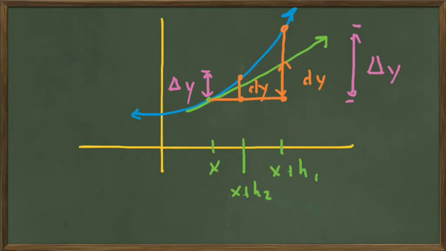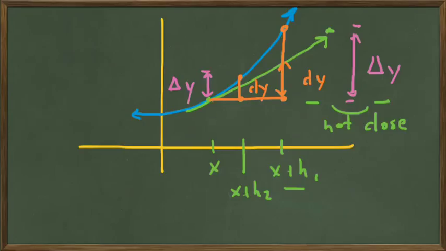Okay, so we have a drawing here that should look familiar to drawings we looked at when we were defining the slope of a curve and using secant lines to do that. Here we have drawn the tangent line to the curve at x, and we have identified these distances at x plus h1, delta y, and dy, and you can see that delta y and dy are not very close together.